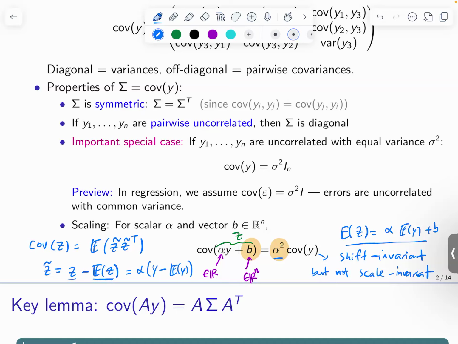Does anyone know a very related matrix which is shift invariant as well as scale invariant? How do we make it scale invariant as well? Remember, we had the covariance of two random variables, and then there was an associated quantity which was invariant to scaling. It ends with coefficient. Yes, correlation matrix.